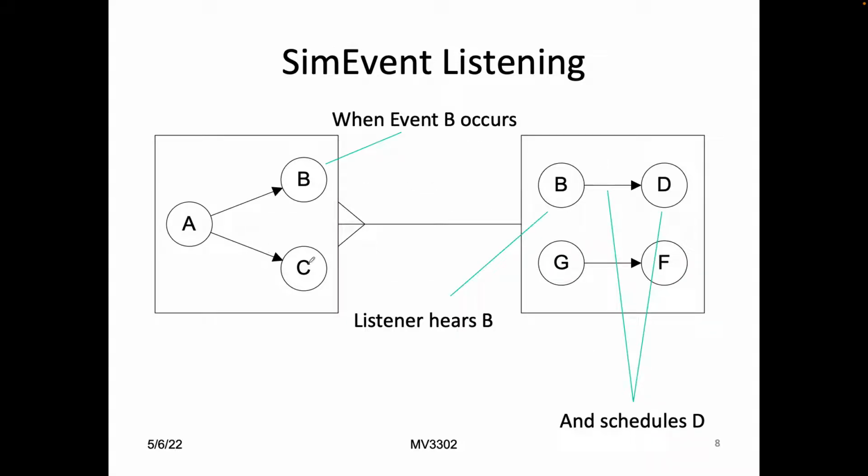Now, at some point the event C will be scheduled, and that will be heard, but the listener will say, hey, I don't have a C, so I'm just going to stick my fingers in my ear and go, la, la, la, I can't hear you. This is essentially just like a signals and slots program, but with the event graph.